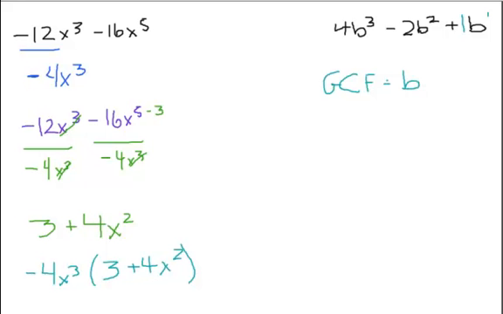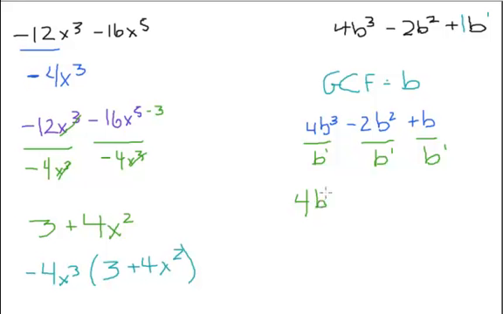So next, take the original equation. 4b cubed minus 2b squared plus b, and divide by the greatest common factor. So I'm going to divide this term by b, this term by b, and this term by b. Put my 1 there. Okay, so 4 divided by nothing is just 4. b to the 3 divided by b to the 1 is going to give me b squared. Negative 2 divided by nothing is just going to give me negative 2. b squared divided by b1 is just b.